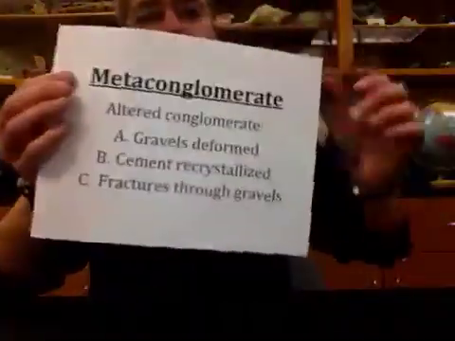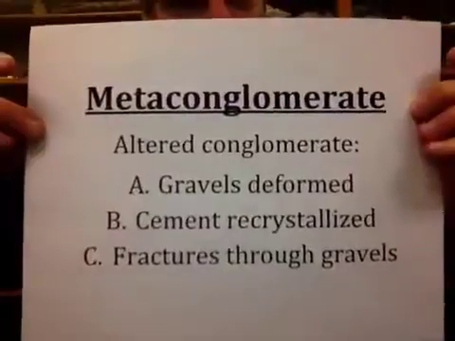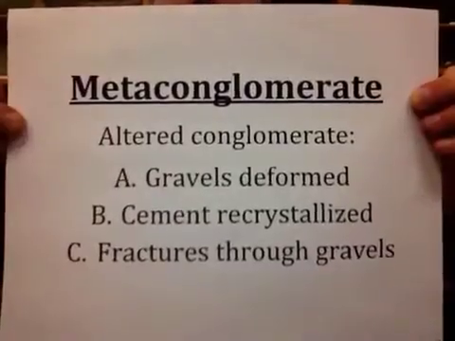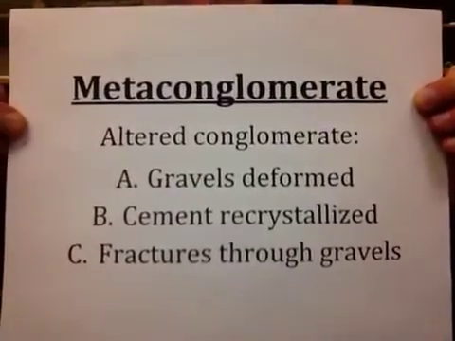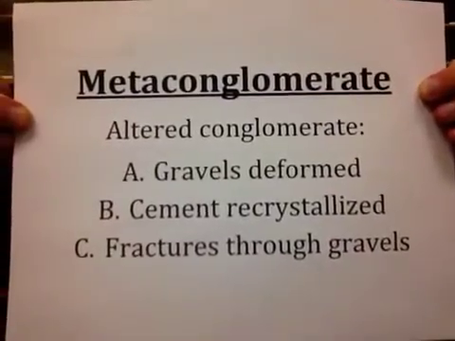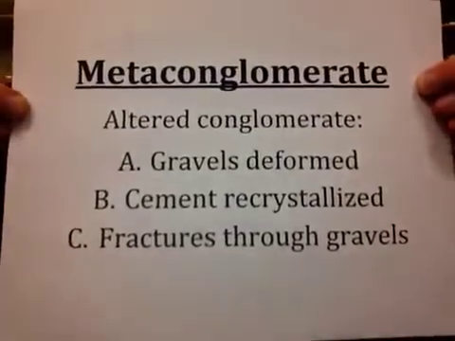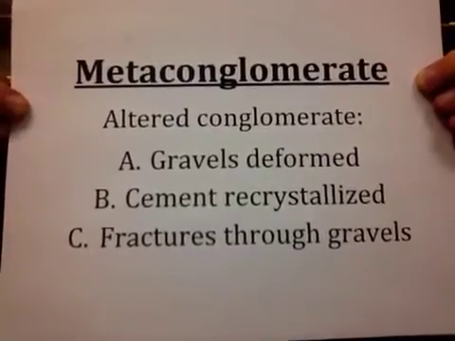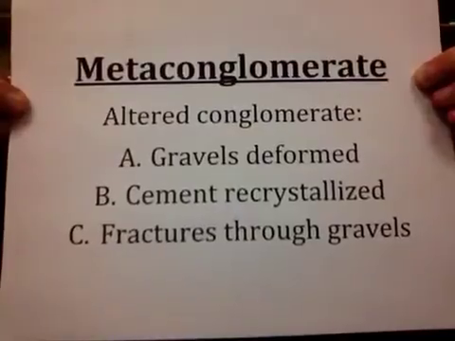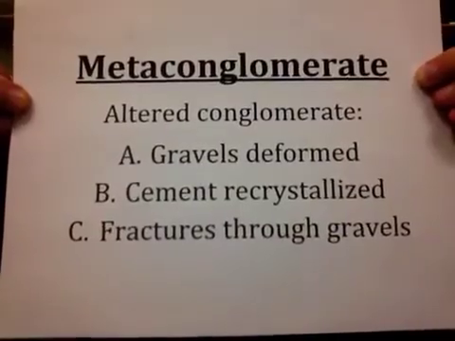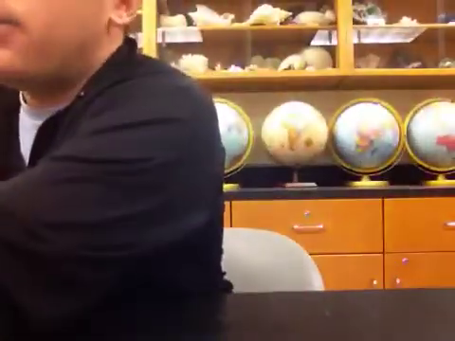The last non-foliated metamorphic rock that we will look at, again there are several more, but this is the last that we will look at at the introductory level, is metaconglomerate. Metaconglomerate, as the name would obviously give away, is altered conglomerate. Typically in a metaconglomerate, the gravels have been deformed, they're flattened and become oval shaped, and the cement or matrix surrounding the gravels is typically weaker, so it has recrystallized to make a much stronger rock as a whole, and the gravels are typically fractured through, rather than in the protolith conglomerate, where we have breaking around the gravels.